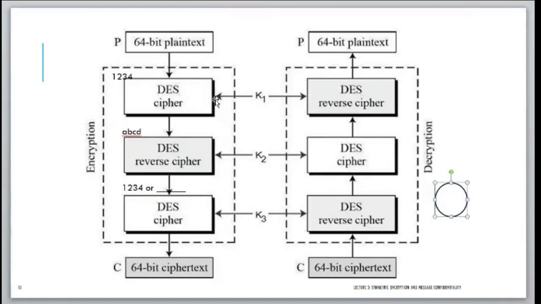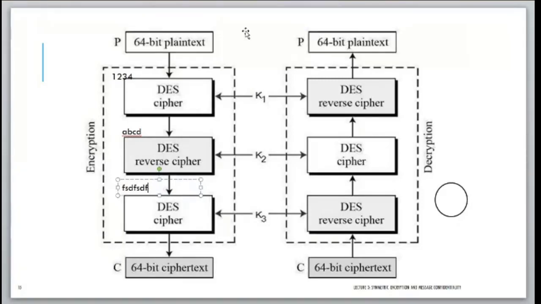Because for encryption, I'm using K1. If I use the same key K1 here, you will get 1, 2, 3, 4. But I'm not using the same key. I'm using a different key. So automatically you are going to get a different answer. You are not going to get the plain text. So something different is going to come. Then this one you are going to encrypt again by using another key. So this is the encryption process.